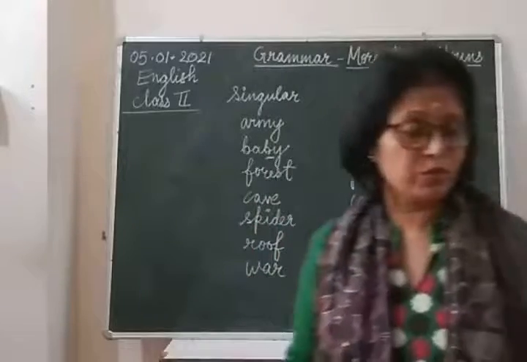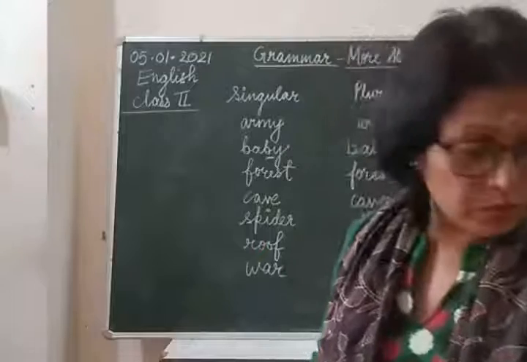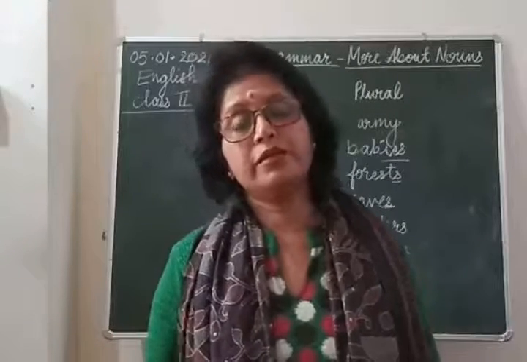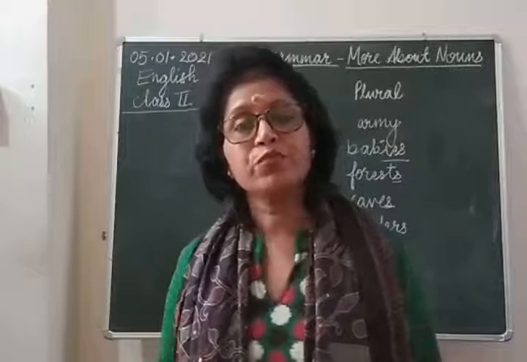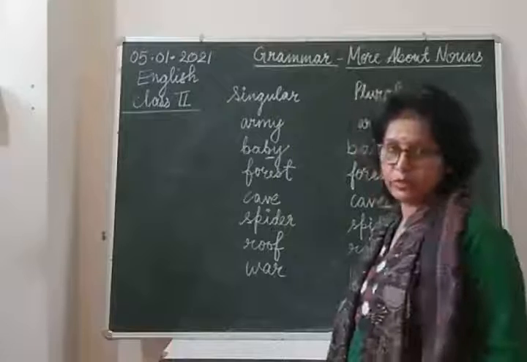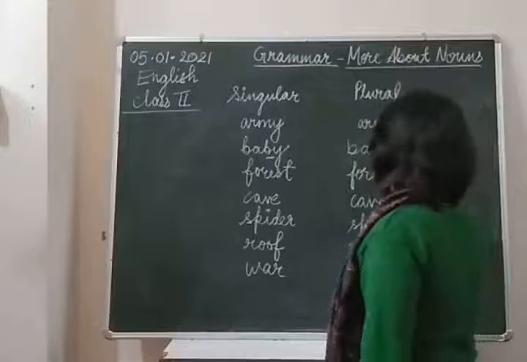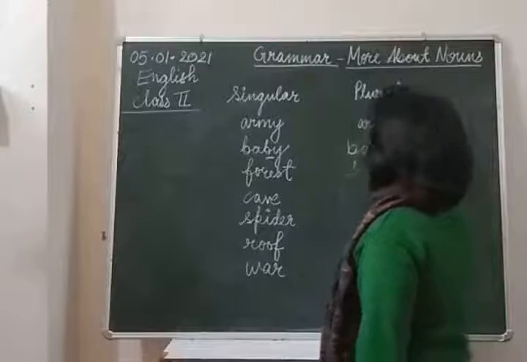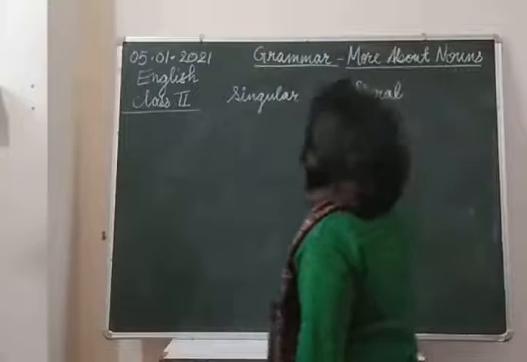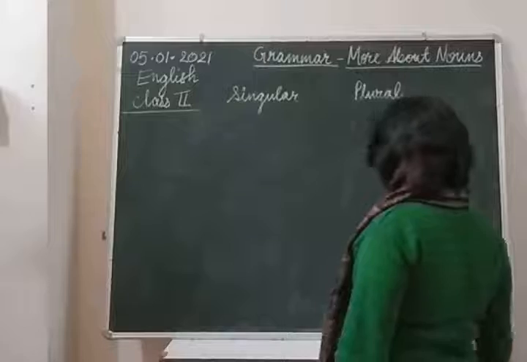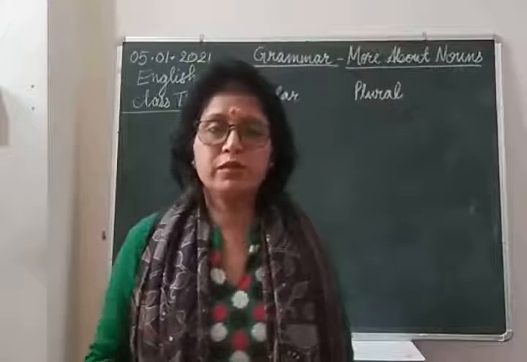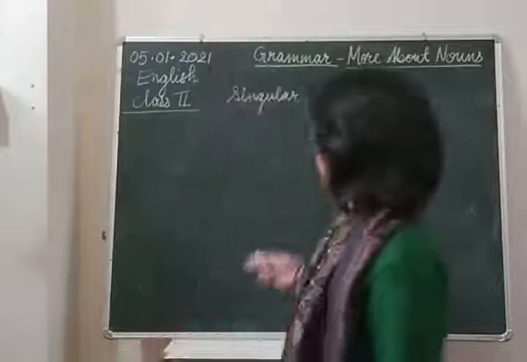Now what we are going to do, we will do some nouns to which the rules are not applicable, and those nouns are called irregular nouns. So we'll take some examples of irregular nouns. Okay, first one, let's take child.